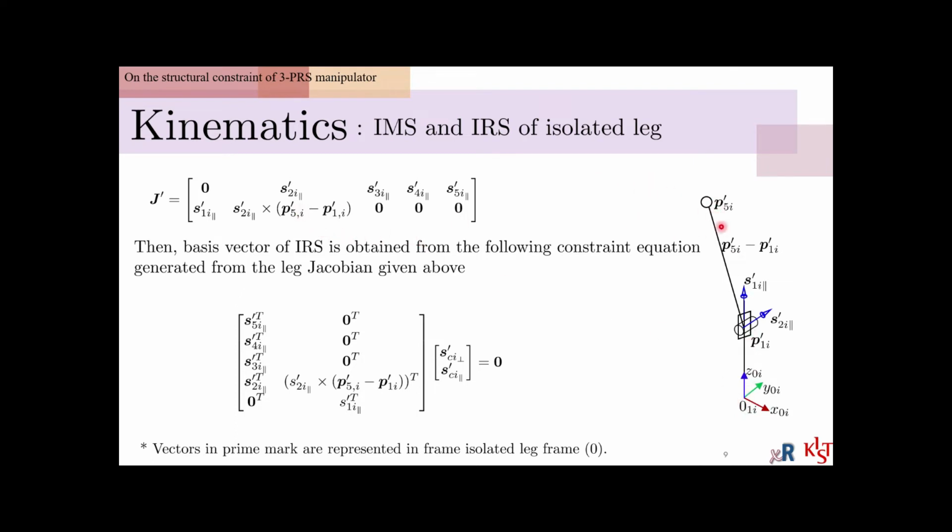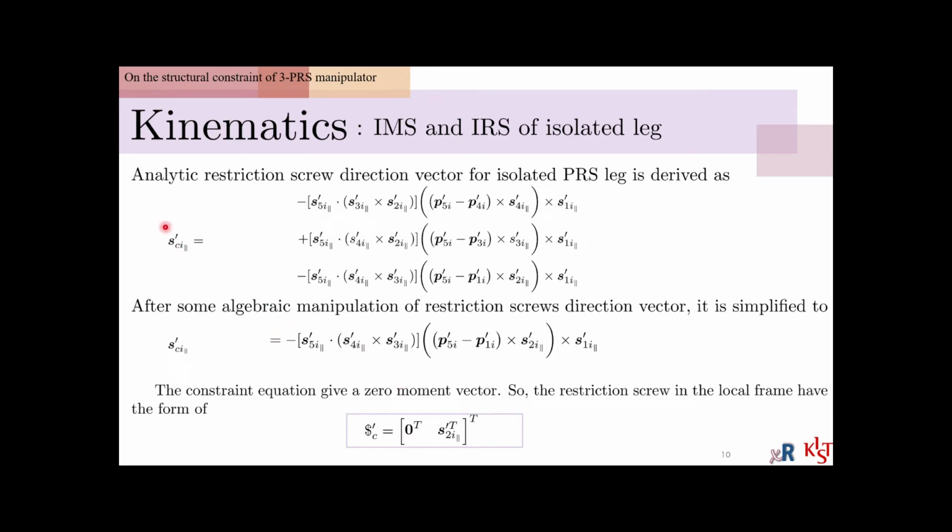For this isolated PRS limb, we will have 5 screws: one infinite pitch screw and 4 zero pitch screws that represent the revolute joint and spherical joint. From this limb IMS, we obtain the limb restriction screw. From the reciprocal screw, we get the direction vector for the limb restriction screw, and simplifying this will give us this vector. Further simplification of this relation shows that the direction vector for the limb restriction is along the direction of the revolute joint. And also the moment vector is obtained as a zero vector.